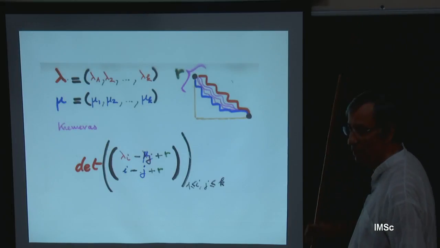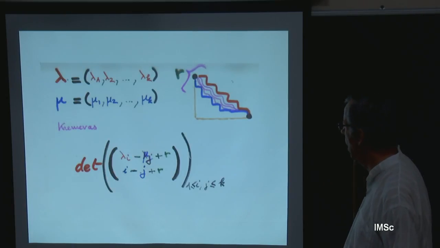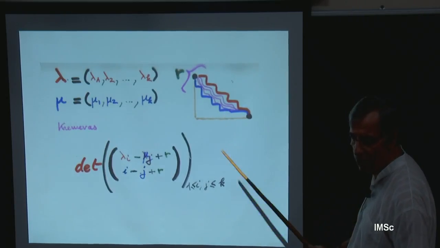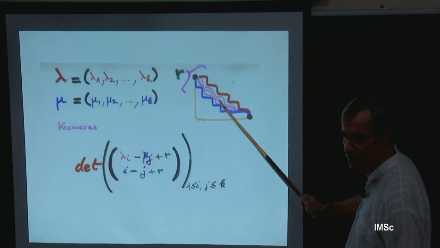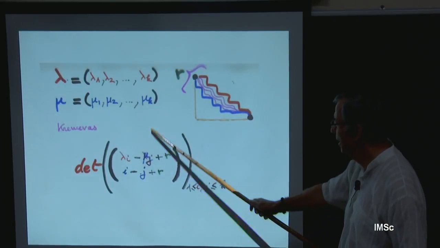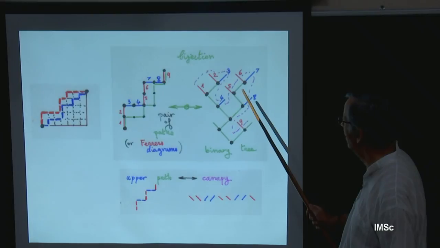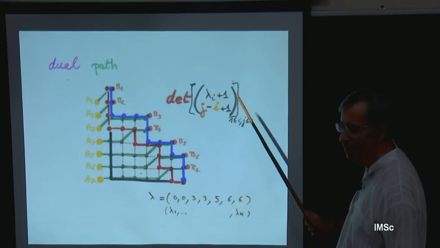So what is R? R is the number of paths. The parameter is just a number: the length of the chain, the number of paths between the two. So if I put R equal 1 and all the mu equal 0, I should get back this.